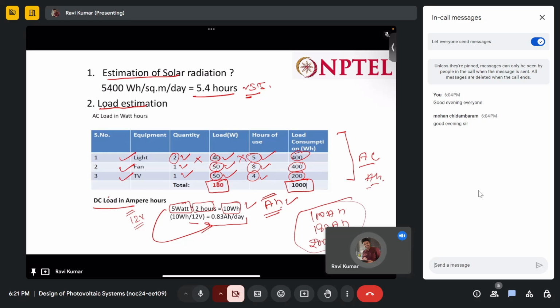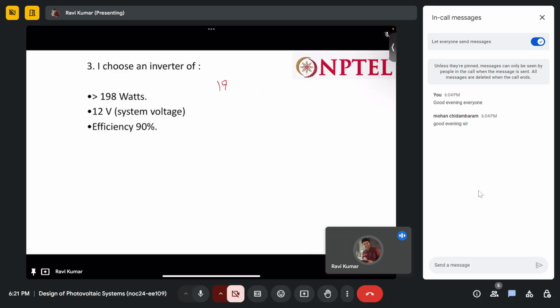Also, for the inverter which comes, it is not like I am getting 180 watt, so I will get a 180 watt inverter in the market. If I need 180 watt and the market has a 200 watt inverter or a 150 watt inverter, I will take the 200 watt inverter. So it should always be more than what you have estimated.